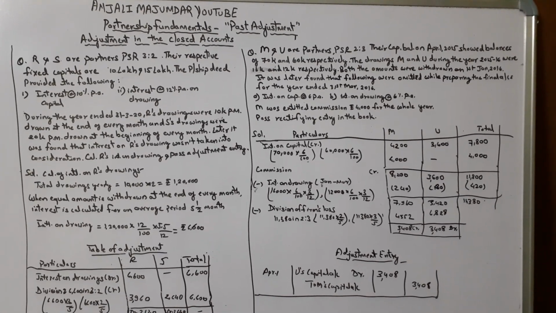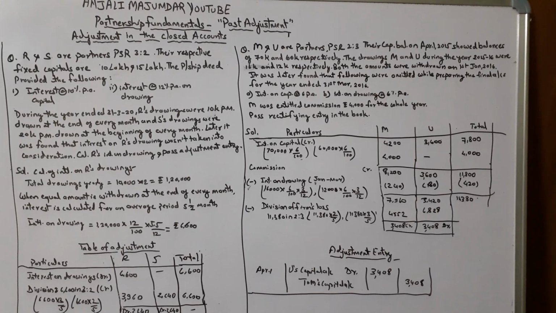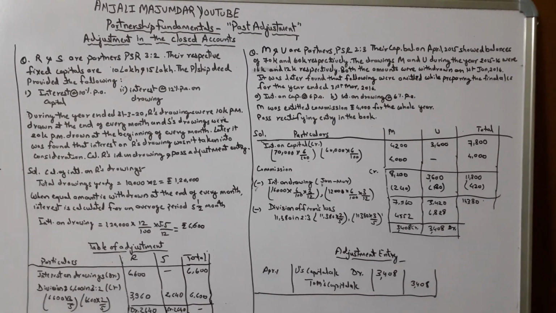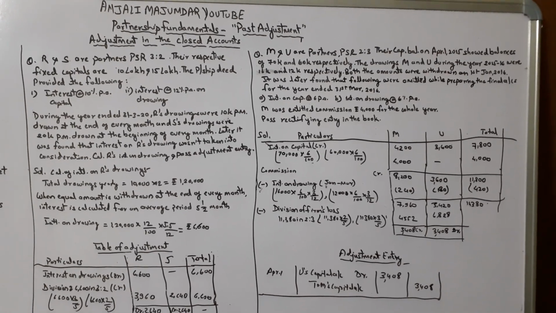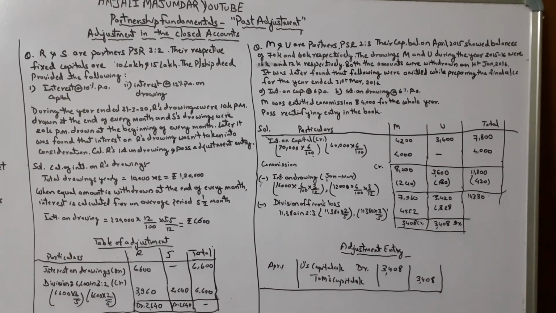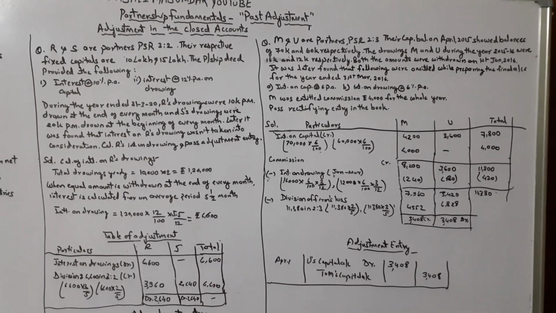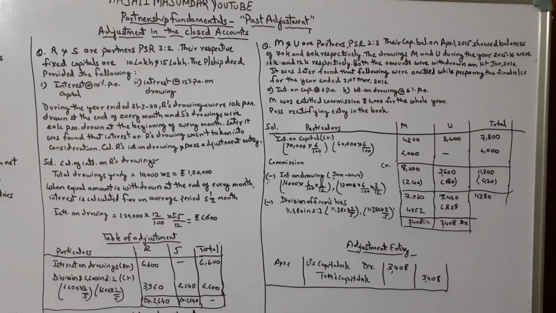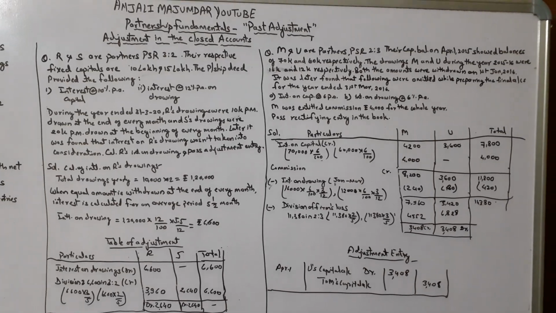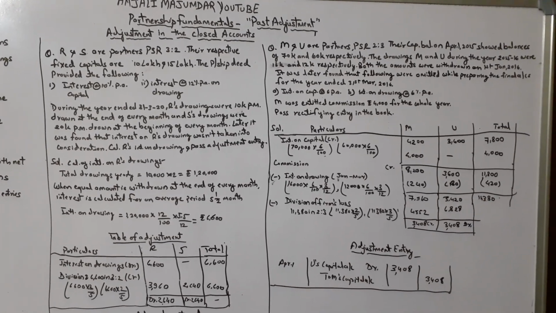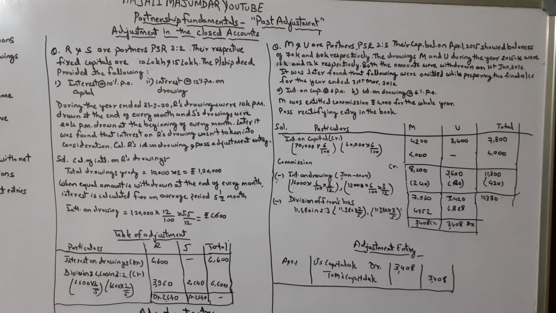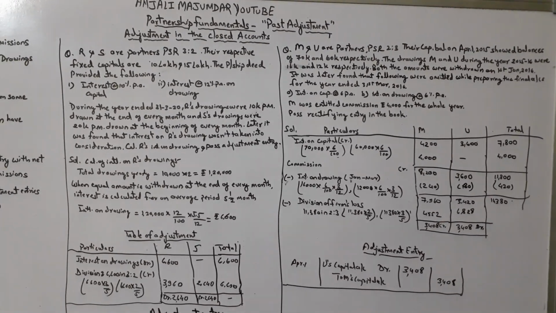It was later found that the following were omitted while preparing the final accounts for the year ended 31st March 2016. So what were the items which have been omitted? The first is interest on capital and interest on drawing. Along with that, M was entitled to a commission of 4,000 for the whole year. So in this question three items were omitted: interest on capital was not given, interest on drawings was not charged, and M, who was entitled to get commission, was also omitted. So the question is asking us to pass the rectifying entry.